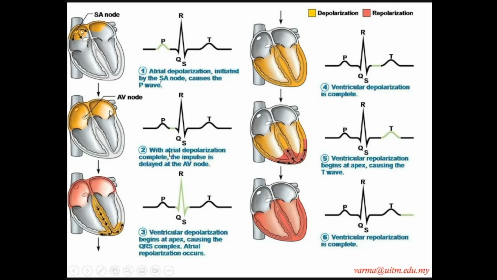With atrial depolarization complete, the impulse is delayed at the AV node. When there is a deflection, going upper or lower, it means something is happening on the ECG. When there is a plateau, what we call an isoelectric line, it means there is no electrical activity occurring in the heart. This is the P wave, where atrial depolarization and atrial contraction occur. Then there is an isoelectric line, which is a short plateau.